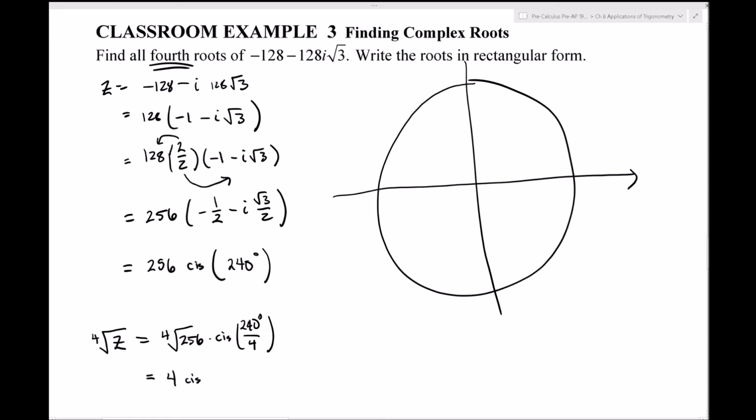cis. What's 240 divided by 4? Is that 60? 6 times 4 is 24. So yeah, you add an extra 0 and you get 60 and 240. Okay, so that's the first number I'm going to draw. So 60 degrees, we'll say, is here.